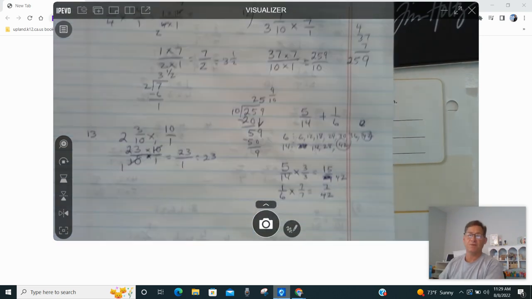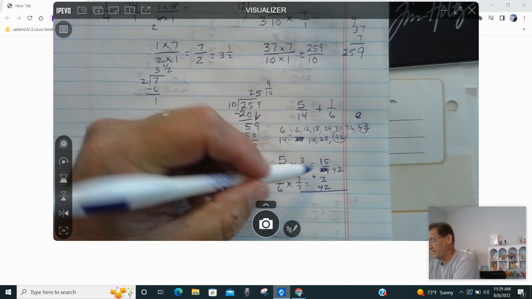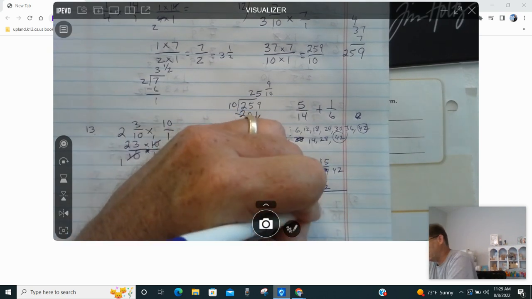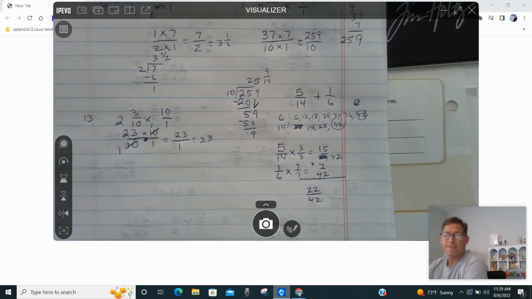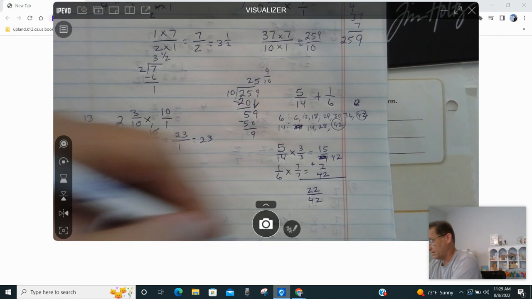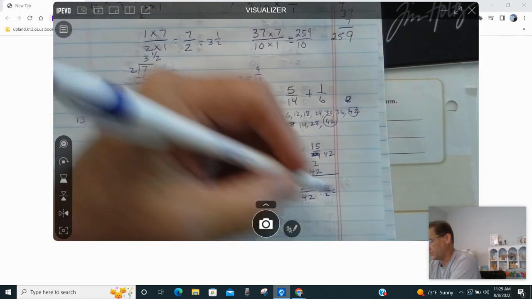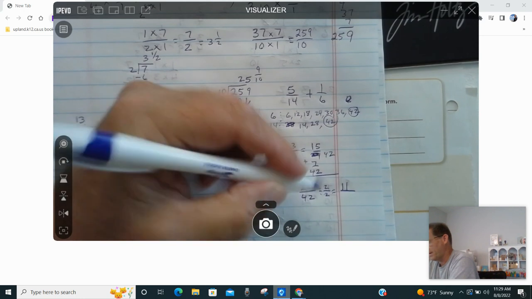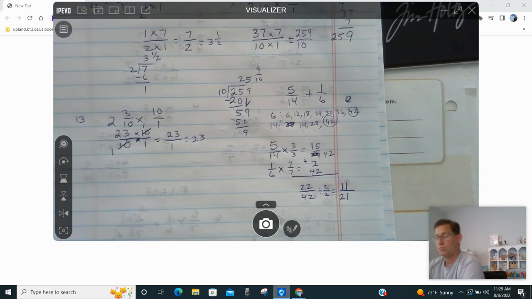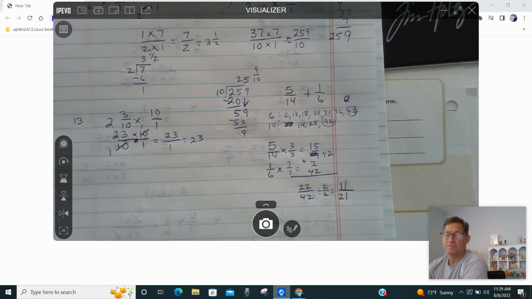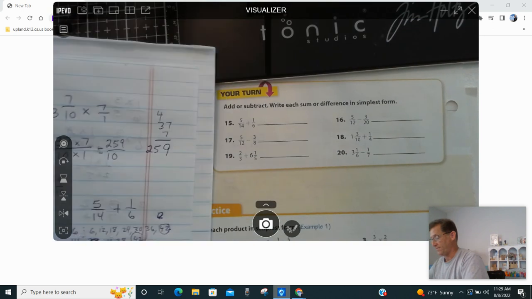Okay, so 15/42 plus 7/42. 15 and 7 is 22 over 42. I know a common factor is 2. 22 divided by 2 is 11. And 42 divided by 2 is 21. 11 is a prime number. It is not a factor of 21. So 11/21.